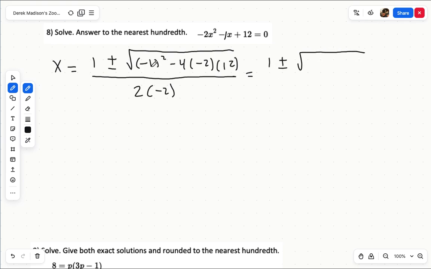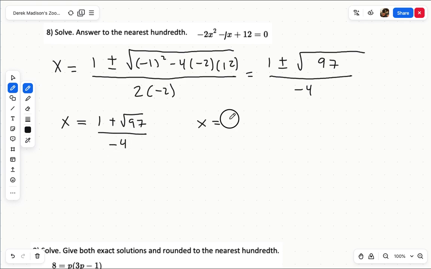And so then this is going to be 1 minus and minus would be plus. That is 8 times 12, so that would be 96. So that is 97 if you go ahead and clean all that up, should end up with 1 plus 96 there, all over negative 4. So this is actually two distinct answers. This is 1 plus square root of 97 over negative 4, and then also x equals 1 minus square root of 97 all over negative 4.